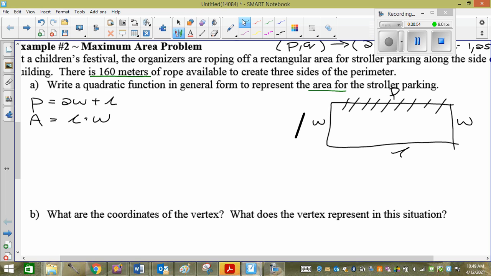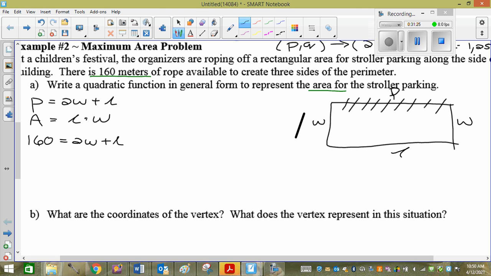Hannah, do you know what we're supposed to do here? So in this case, remember, we want to use these equations to blend into one, but because we have two variables here, we're going to use the perimeter equation to assist us in making this just one equation. So in this case, we know our perimeter is 160 meters, or that's the amount that's available. So let's say 160 is equal to 2W plus length.